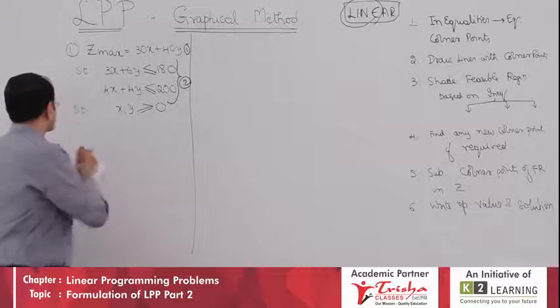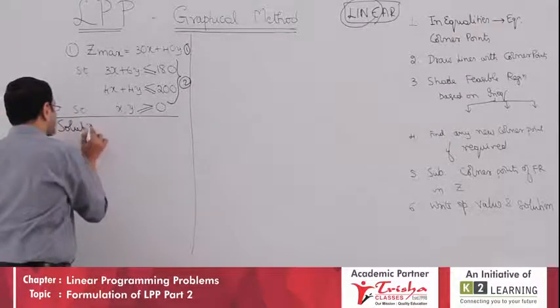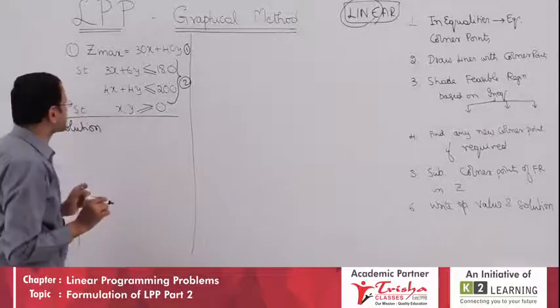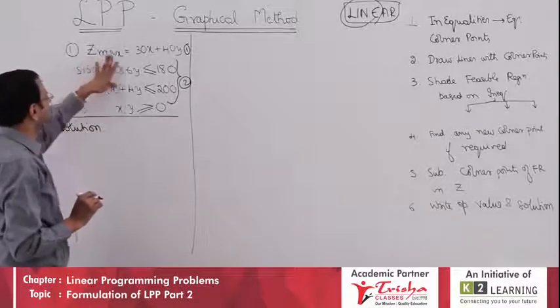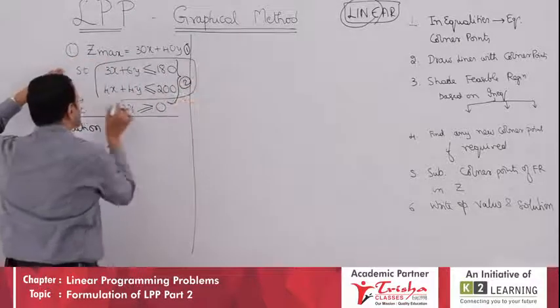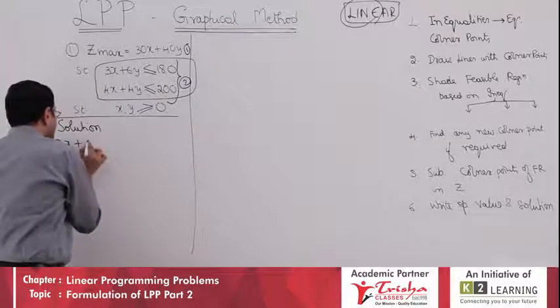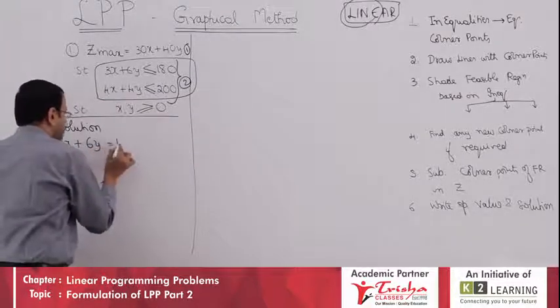Now I am doing the solution. All of you write this question again. We will work out the solution step by step. First step is this, whatever we have, we have to consider only the structural constraints. There are two. What is the first one? 3x plus 6y is equal to 180.